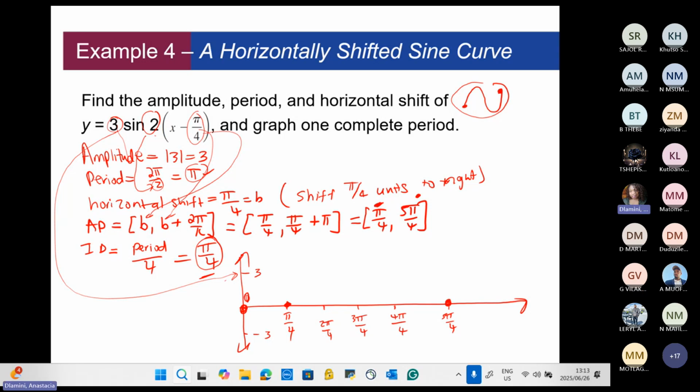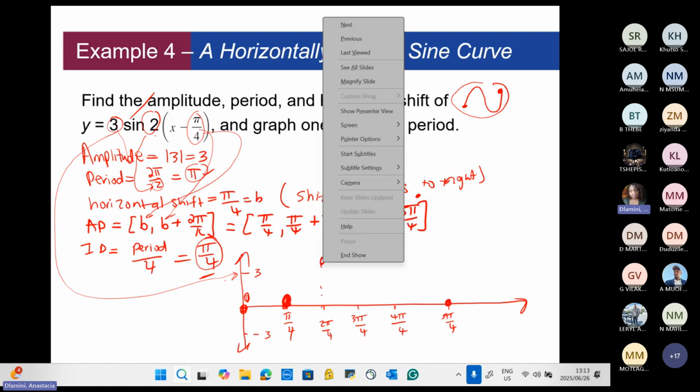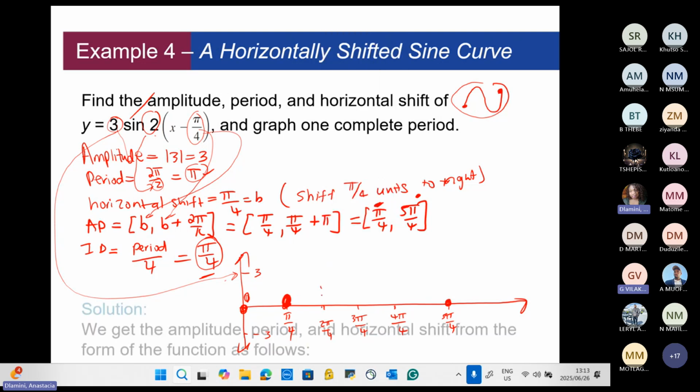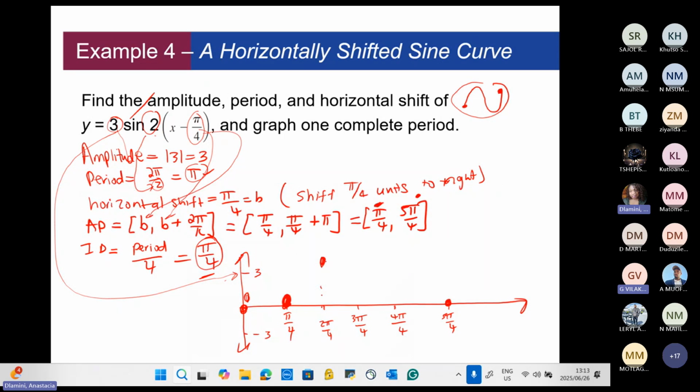Then you say, okay, it's a sine function. So I know sine starts from 0, then goes to 1, then to 0, then goes to -3, then goes to 0. Like that. Do you see that according to the statement, we are right? The sine function has been shifted pi units to the right.